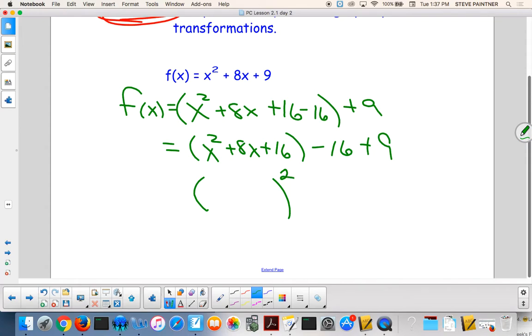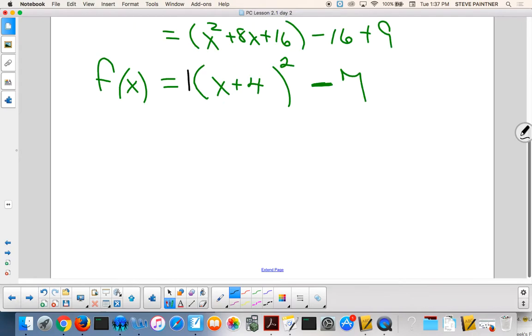X plus 4 squared. X plus 4 times x plus 4, or squared. And then minus or plus? Minus. Minus 7. F of x equals that. Is that in standard form? Yeah. What's the a value? 1. So it's going to act like what? Your parent. Okay. Quick. Sketch it.